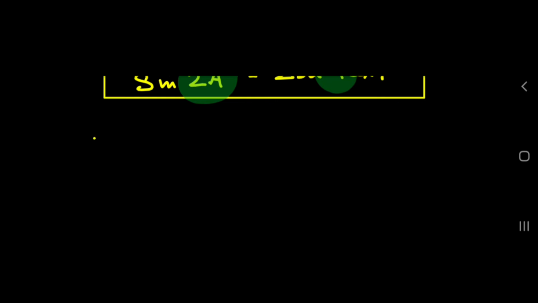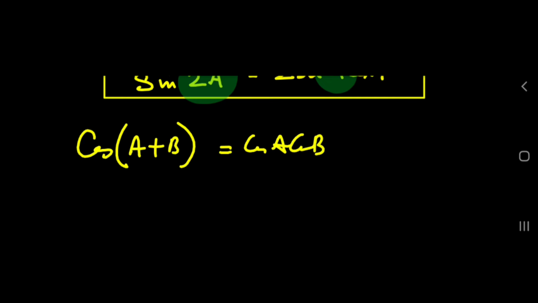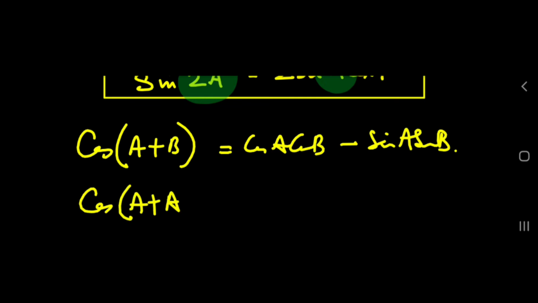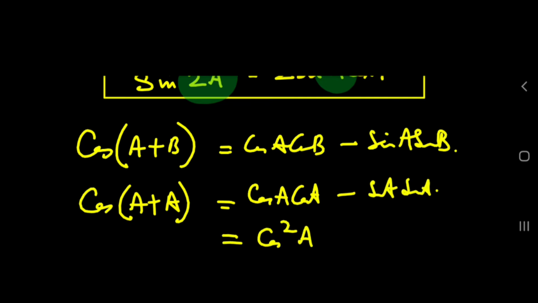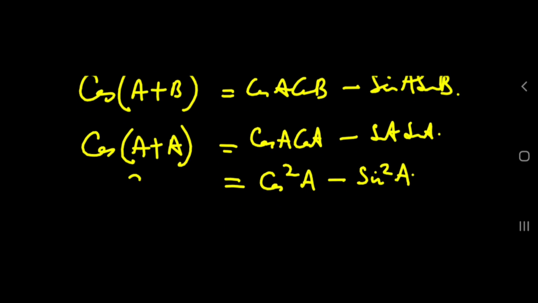Now see, cos(A+B) is how much? Cos A cos B − sin A sin B. If I write cos(A+A), then what will be the formula? Cos A cos A − sin A sin A. So it will be cos²A − sin²A. This is cos 2A.